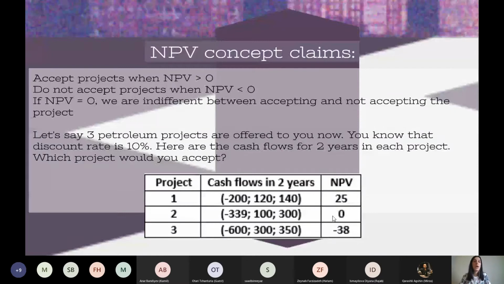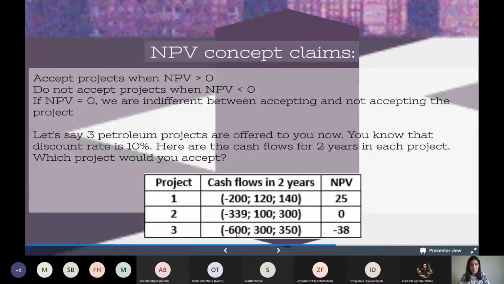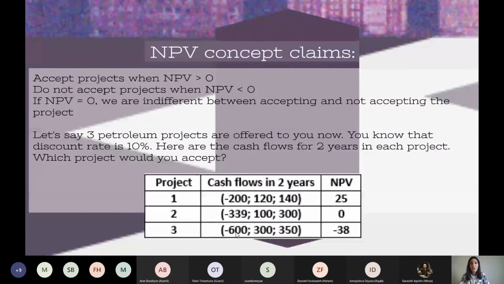According to the NPV concept, you're indifferent because at the end, after 2 years, you will get 0. You will get nothing. So it means that you take your investment back. You will earn nothing. But if you look at the third one, we see that your investment is 600. So that's why it's minus 600. In the first year cash flow is 300, and the 2nd year cash flow is 350.